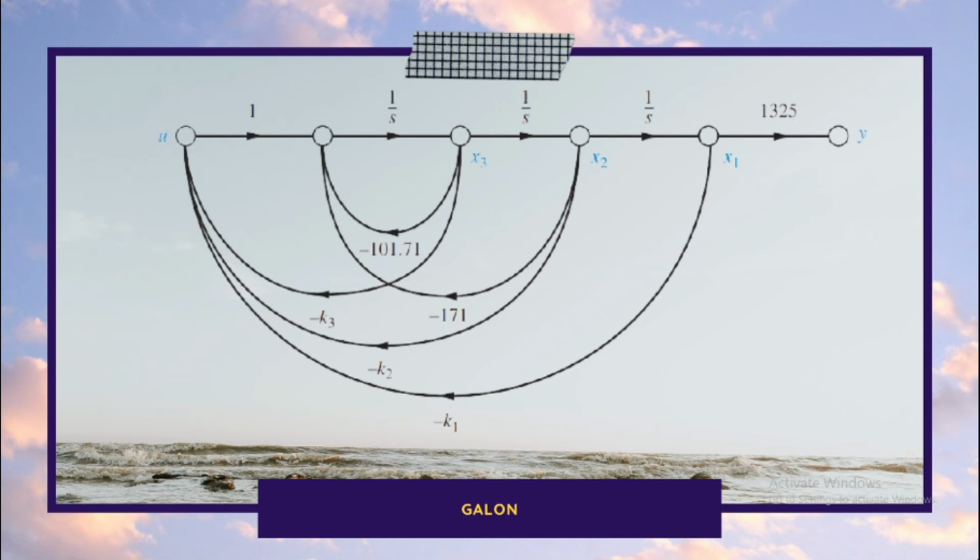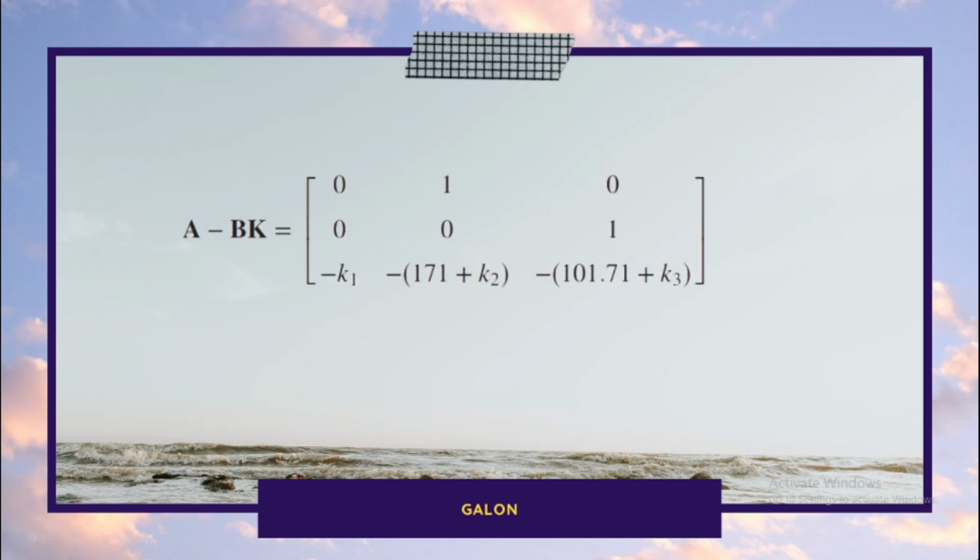Continuing with the design of the controller, we show the controller's configuration with the feedback from all state variables in the figure. We can now find the characteristic equation from the system matrix A - BK. Thus, the closed-loop system's characteristic equation is this. This will be our equation 2.